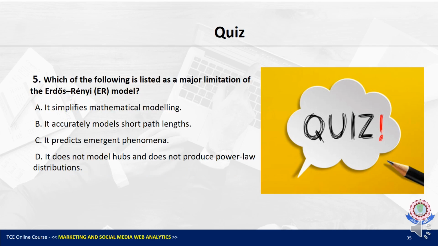Fifth question. It's the final question. Which of the following is a major limitation of the ER model? Option A, it simplifies modeling. Option B, it predicts emergent phenomena. Option C, it has short path lengths. Option D, it does not model hubs or power law distribution. The correct answer is it does not model hubs or power law distribution. This is why ER models do not match real social networks.